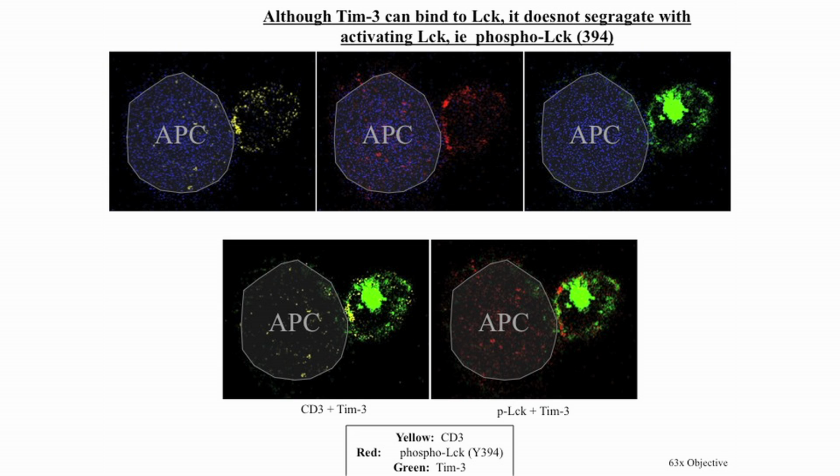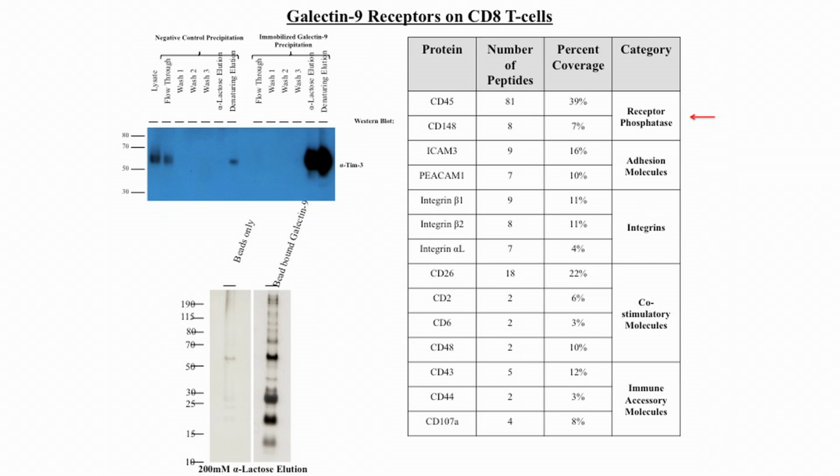In this diagram, we used an antibody to the active form of LCK. Yellow is CD3 to look at the synapse, red is the active form of LCK, and TIM3 is green. What we find is that when TIM3 is present at the immune synapse, the active form of LCK is not let into the synapse. So we're wondering why the active form of LCK is not let into the synapse.